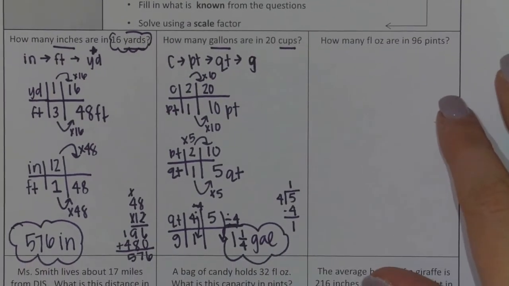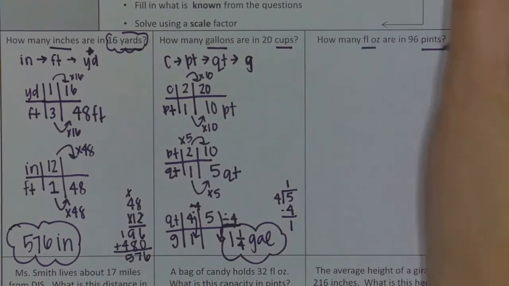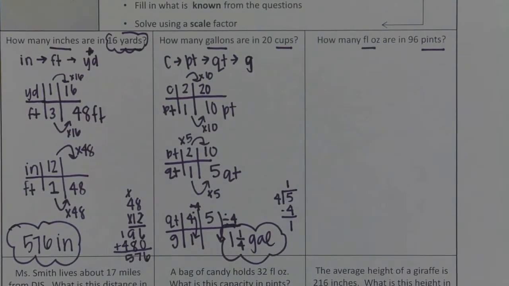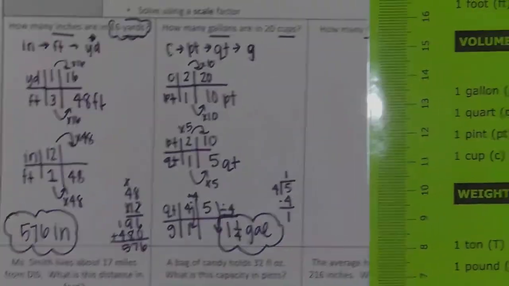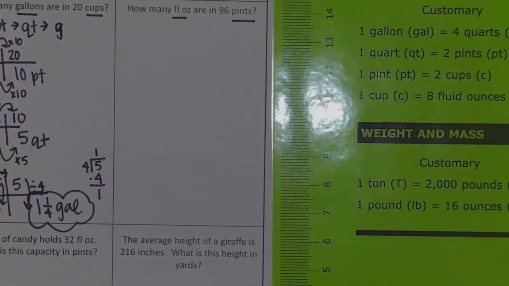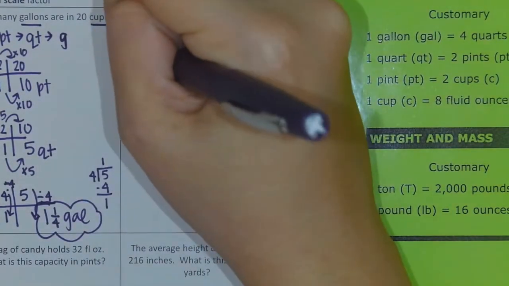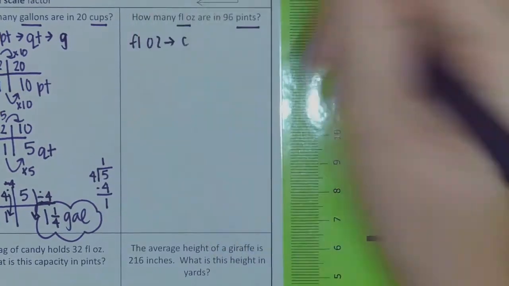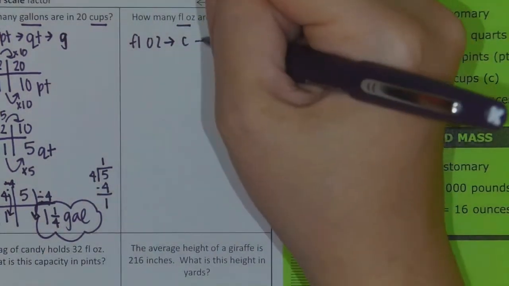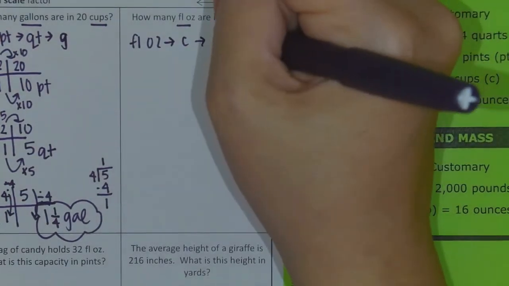Our next one: how many fluid ounces are in 96 pints? The two things I am comparing, my best friends, are fluid ounces and pints. When I look at my star chart, the path that I am going to have to create is going to be from fluid ounces to cups, and then from cups to pints. So they gave me the pints. This is where I'm starting.